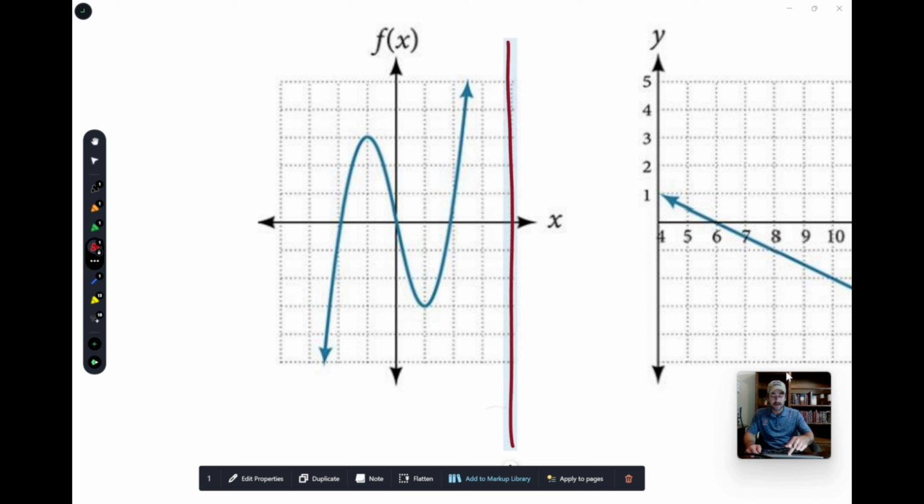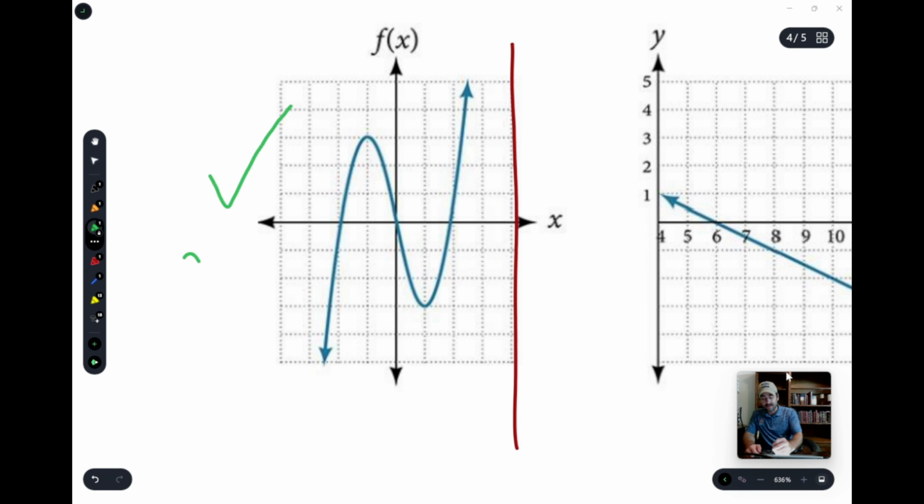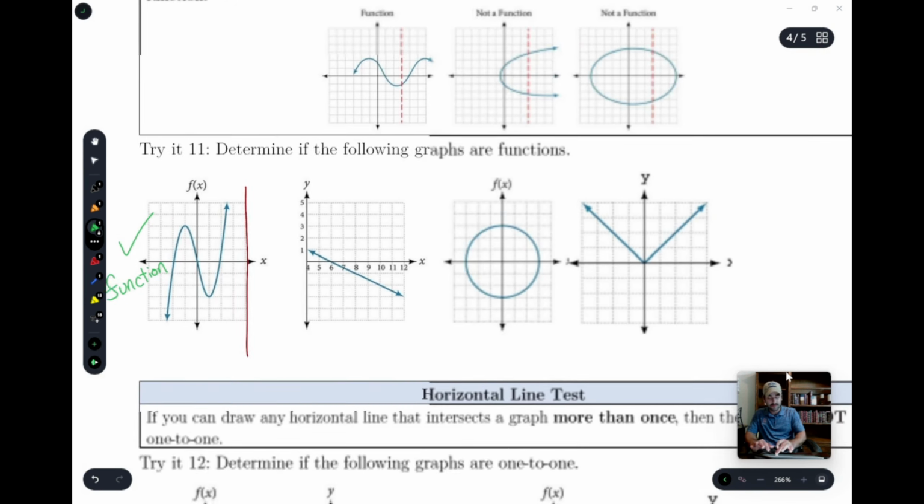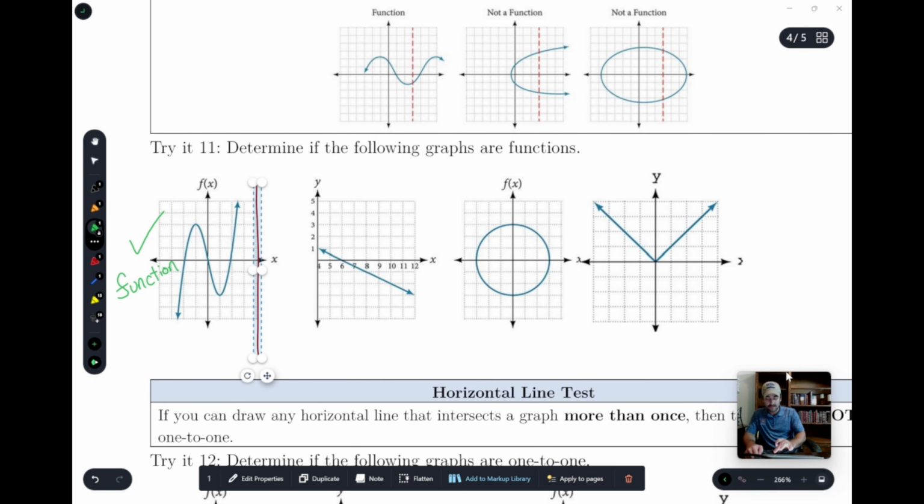I don't see a spot where that happens, so we give this a check mark. It's a function. I'm just going to drag that same red line across all these functions and say, function or not.